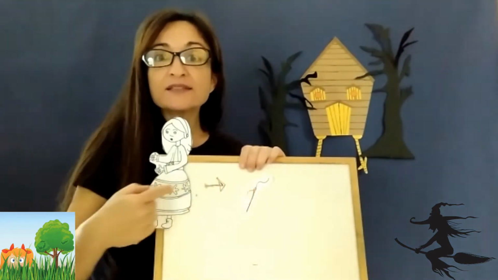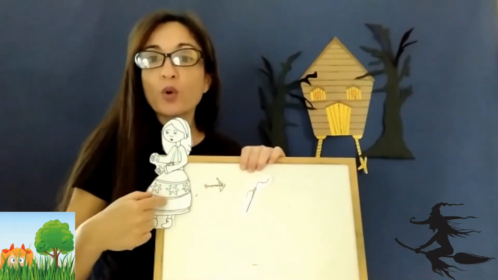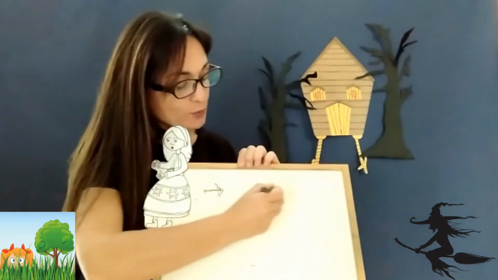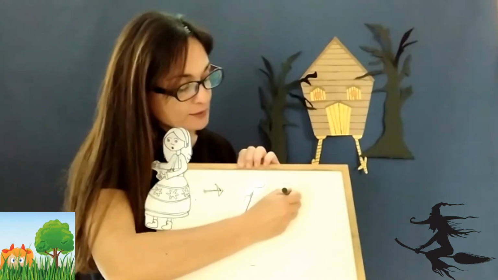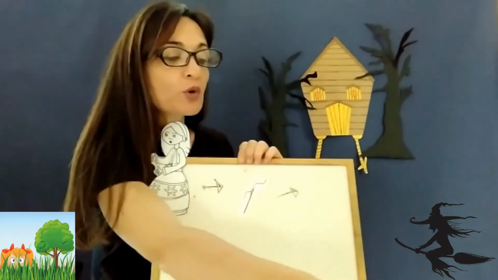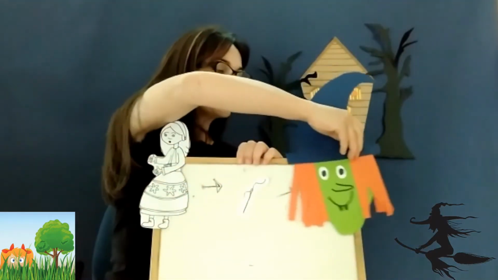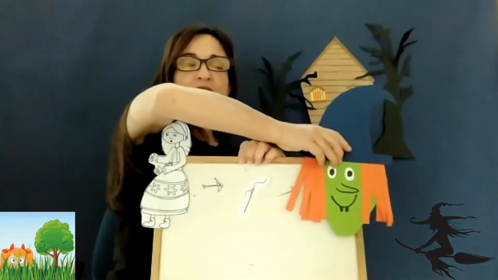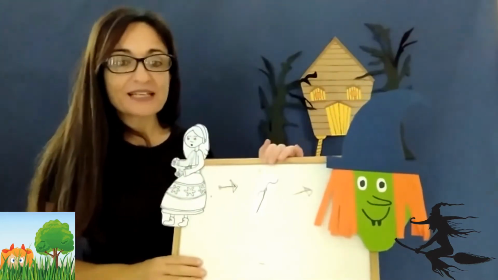But to find the needle and thread, Tasha had a problem. What was the problem? The problem was Baba Yaga.